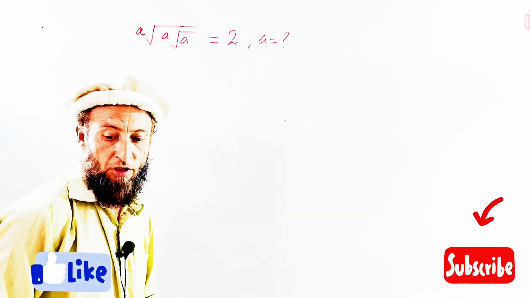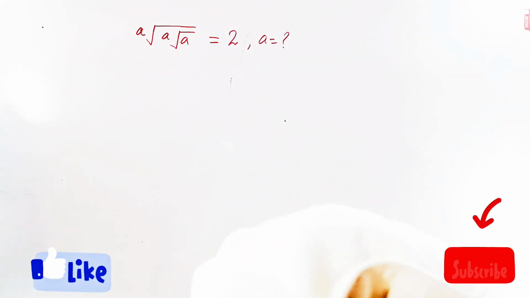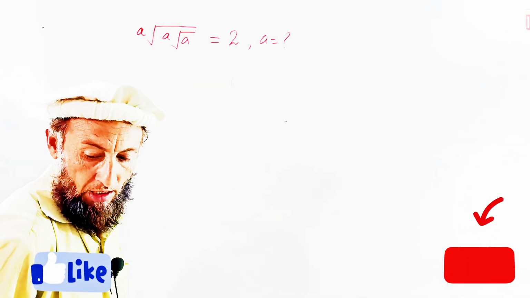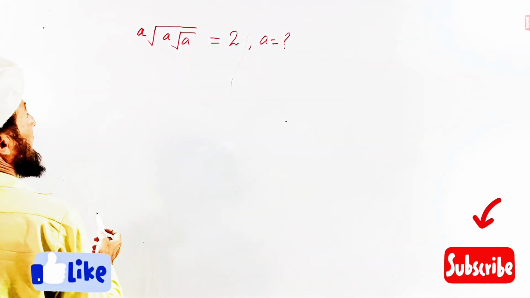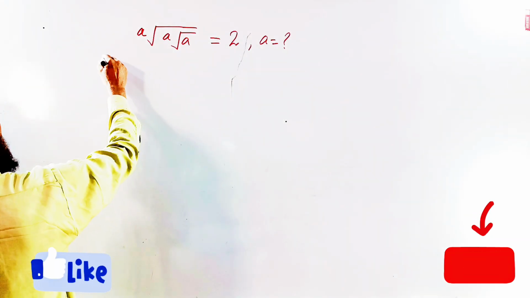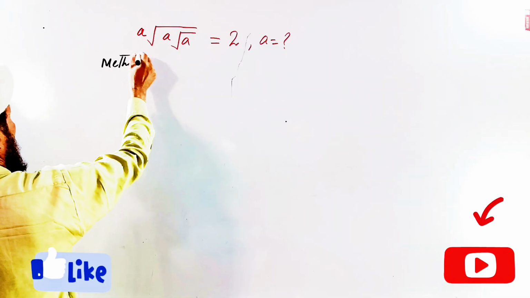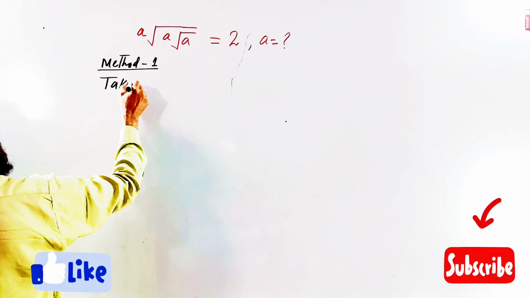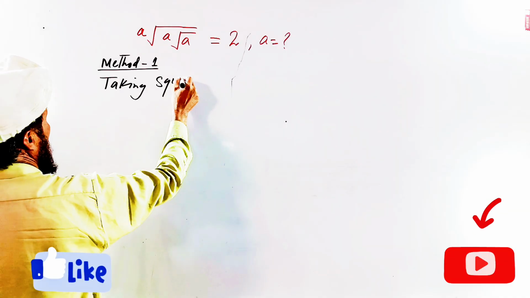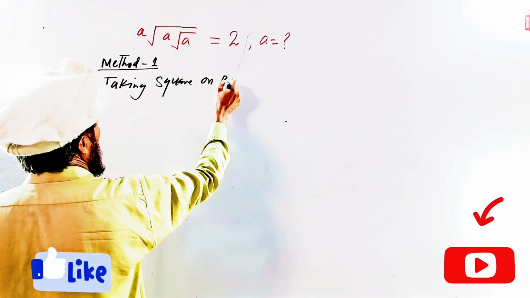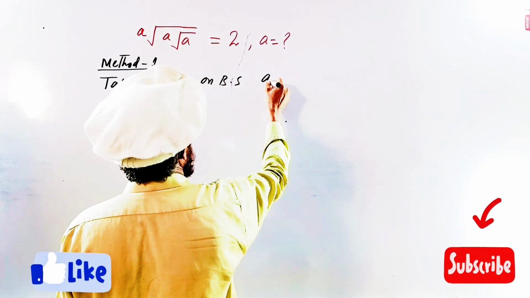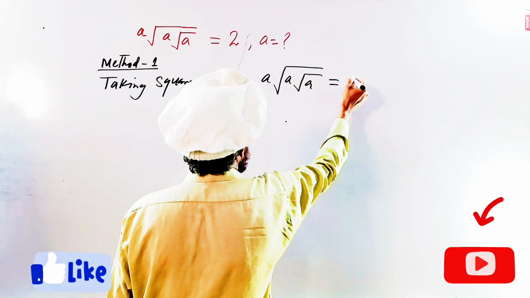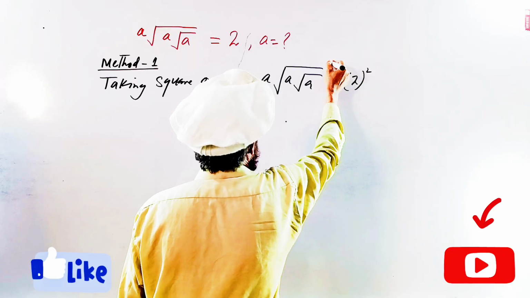The first method is the squaring method. We take the square on both sides of this equation, method number 1: a times the square root of a, under the square root, is equal to 2, whole square on both sides.